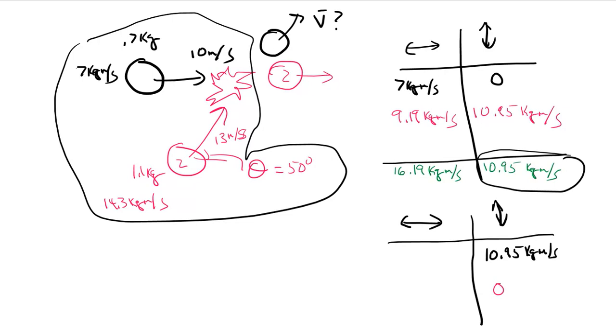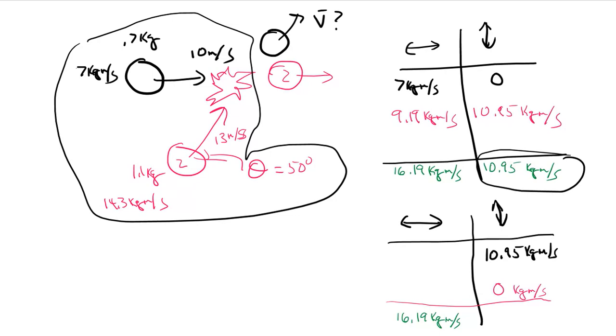So this momentum must be 0 because it's not going vertically anymore. And what else do I know? Well, I know these two momentums have to add up to the total, which is 16.19 kilogram meter per second. So I'm not sure what they are, but I know they have to add up to that after the collision.